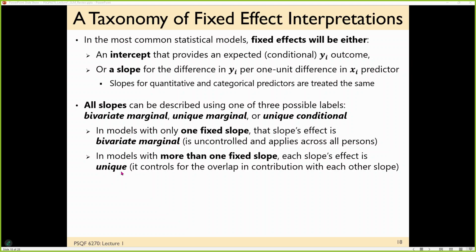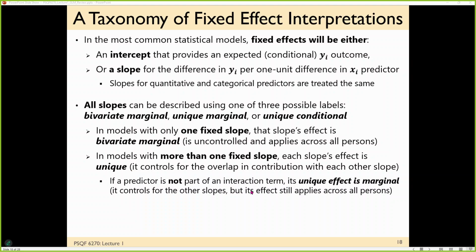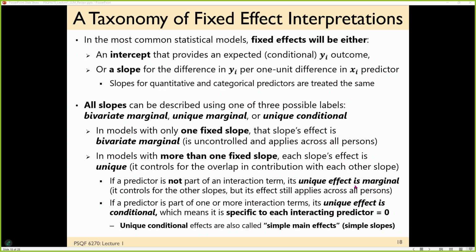So you can have a relationship, say, between x1 and y that looks pretty strong, but you bring in some other variable and it might disappear because whatever it was doing is redundant with what you brought in. Then further within this, if the predictor is not part of an interaction term, then its unique effect is marginal, meaning it applies to everybody. If it is part of an interaction term, then it is not only unique, but it becomes conditional and specific to the value of the predictor it interacts with being 0. So it's a higher level of conditionality.